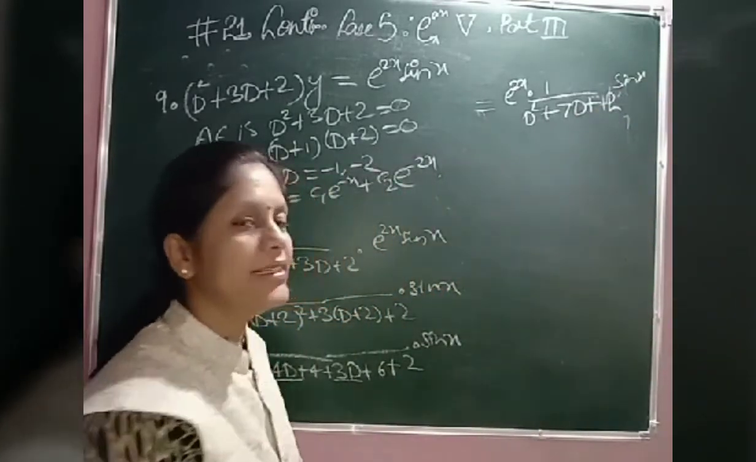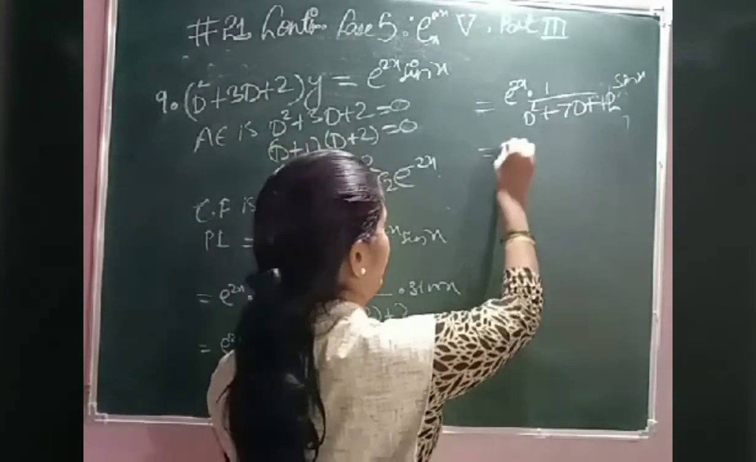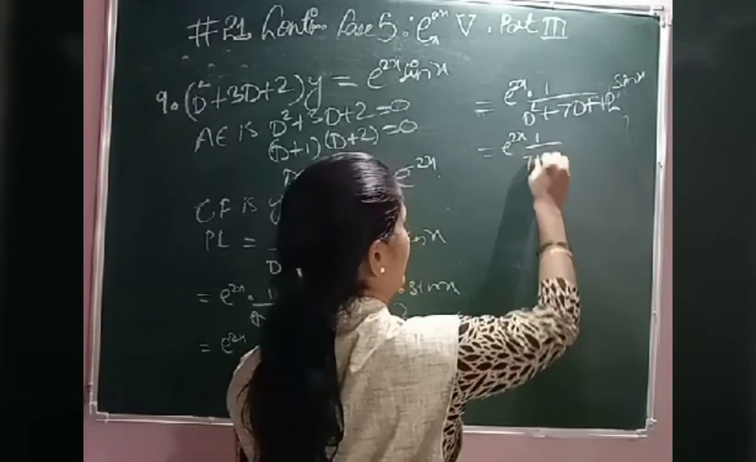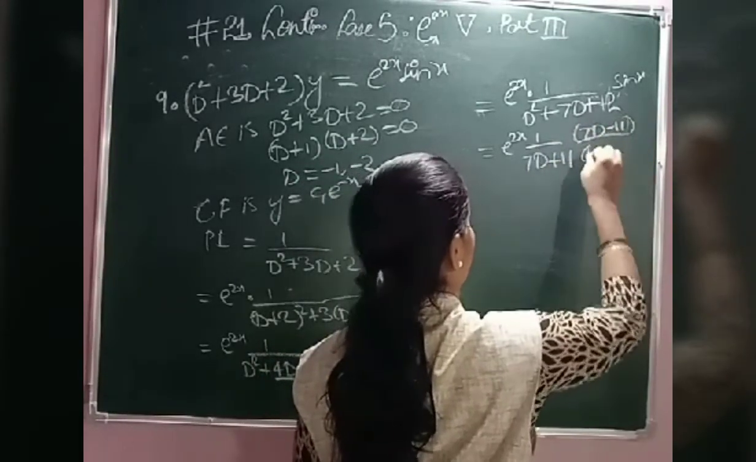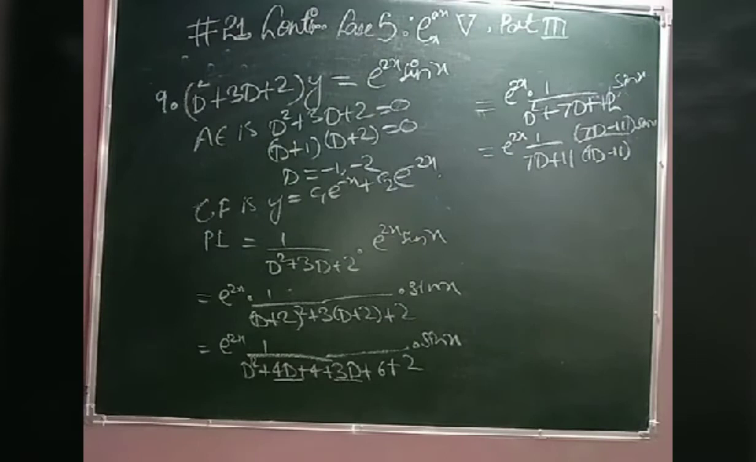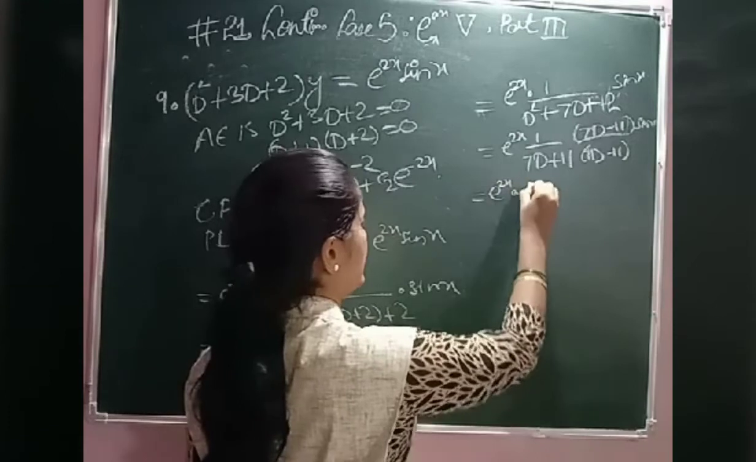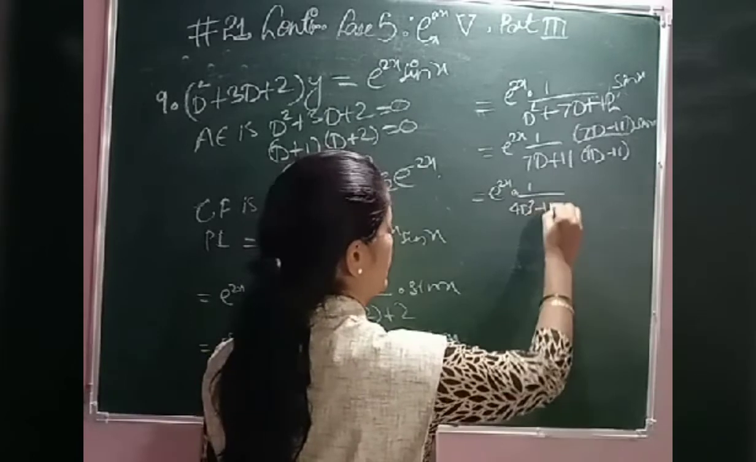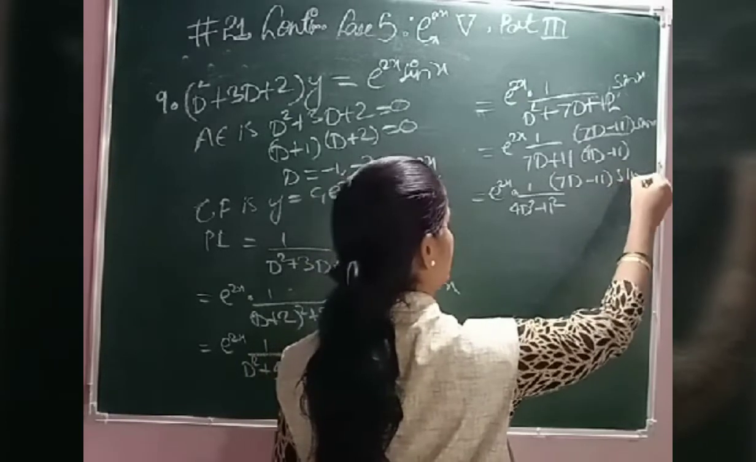So whenever sin x is there, D square is minus a square. Here a is 1. So what will I write? e raised to 2x, D square minus 1 plus 12, that is 11. So 1 by 7D plus 11. Let us rationalize. So further this can be written as e raised to 2x as it is, 7 7s are 49, D square minus 11 square, into (7D minus 11) of sin x.